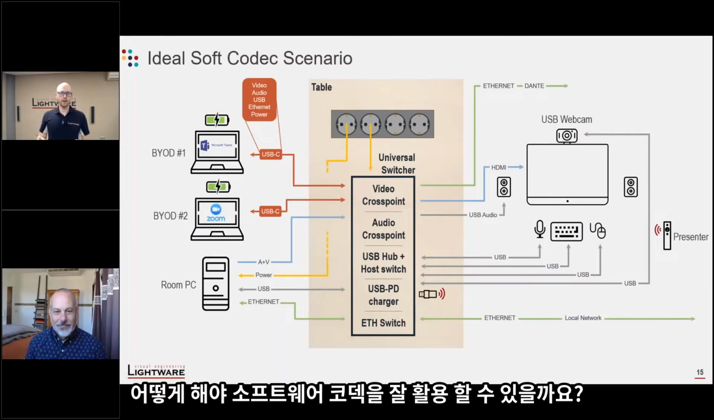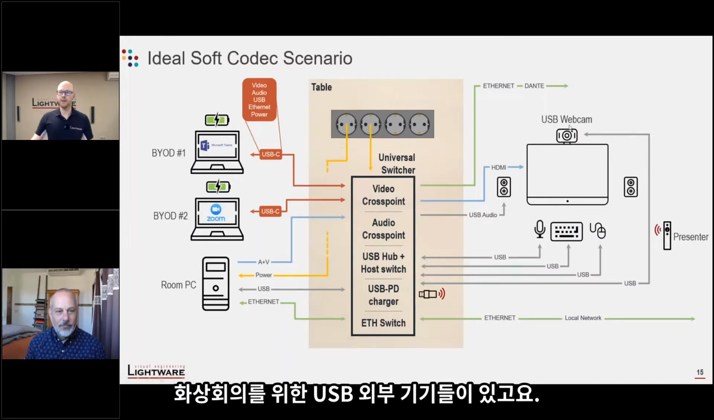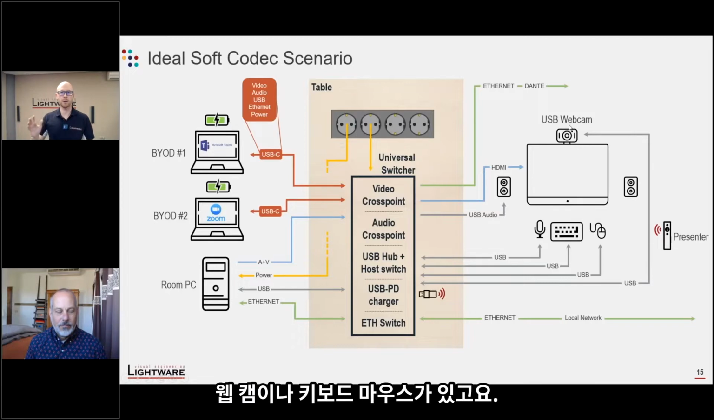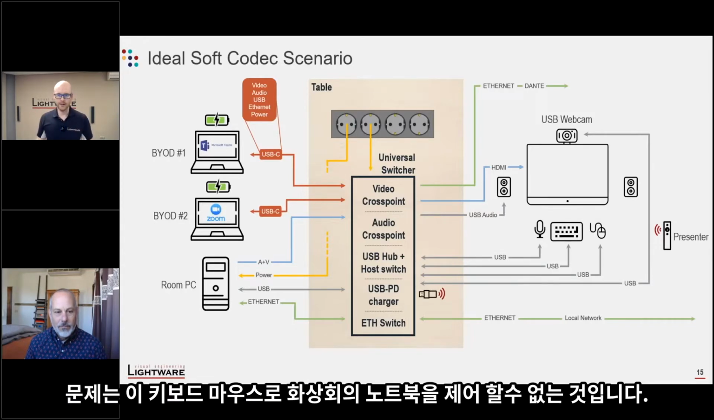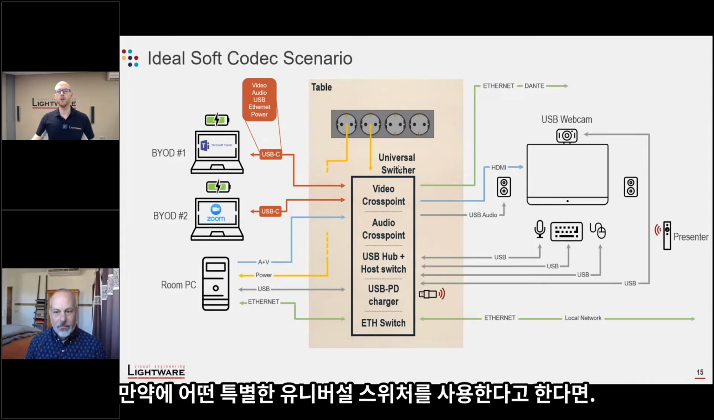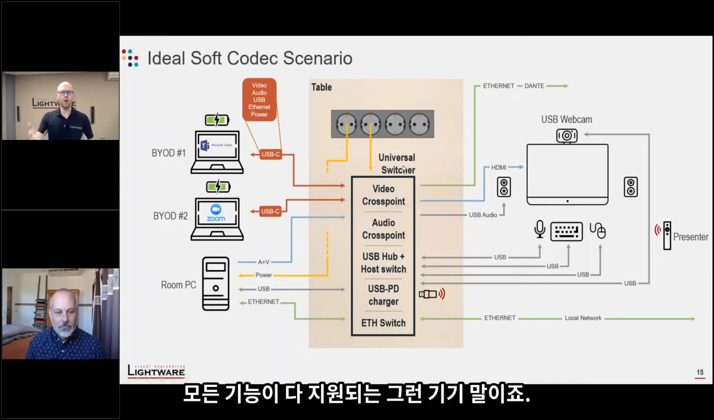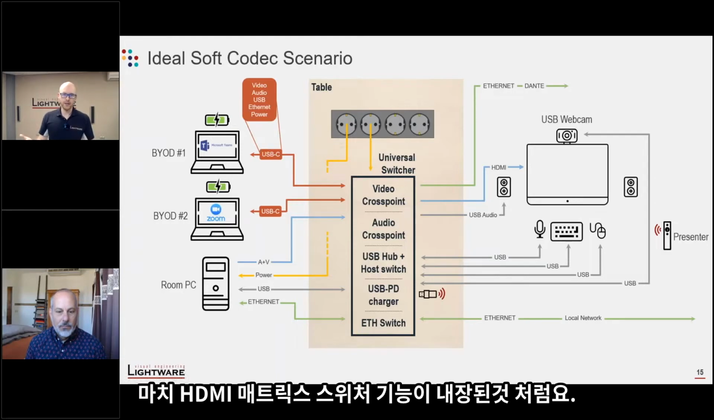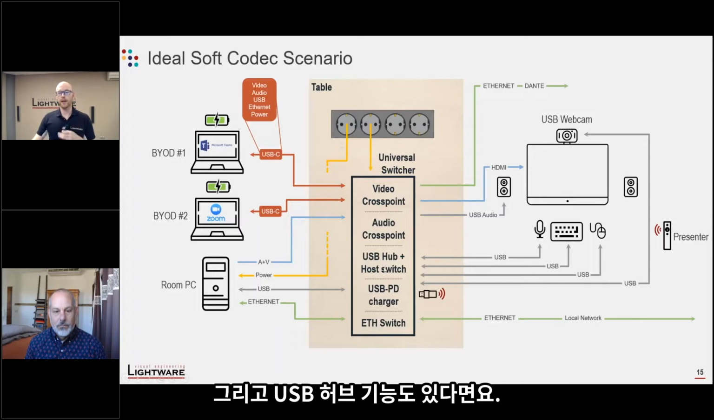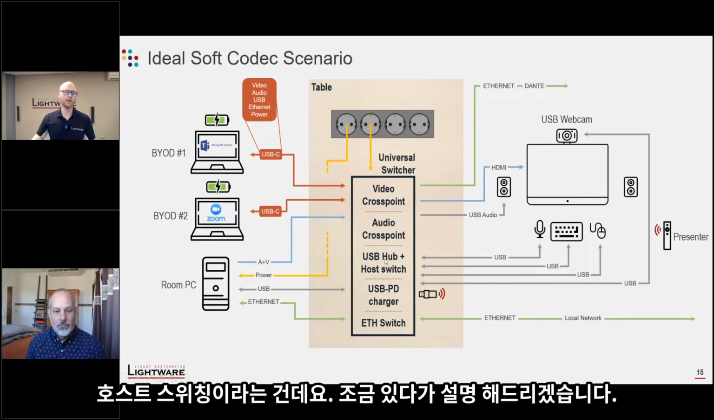What's the ideal soft codec scenario? You have the same type of peripherals, webcam, keyboard, mouse. They are in every meeting room. The problem is you don't have access to them unless you use a device, something like a universal switcher, which incorporates all of these functionalities in one box. So we have a video crosspoint and an audio crosspoint, which were done by the HDMI switch previously. We also have a USB hub and a hold switch. We are going to talk about those functions in more detail later.